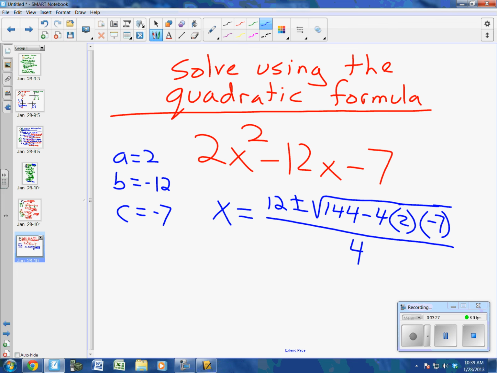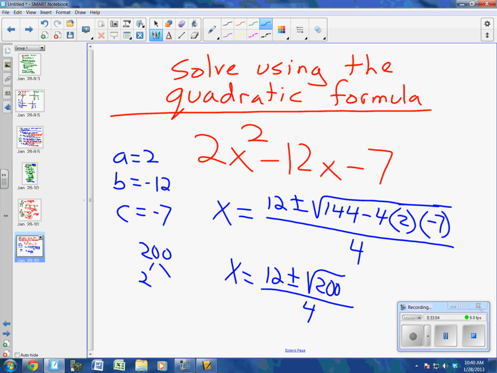Now, I'm going to put in my calculator 144 minus 4 times 2 times negative 7. Everybody put that in your calculator for me. Tell me what you get. So could you do all that? Yeah, it's exactly 200, isn't it? I just did it in my head. All over 4. Now, I have to take the 200 and simplify it.